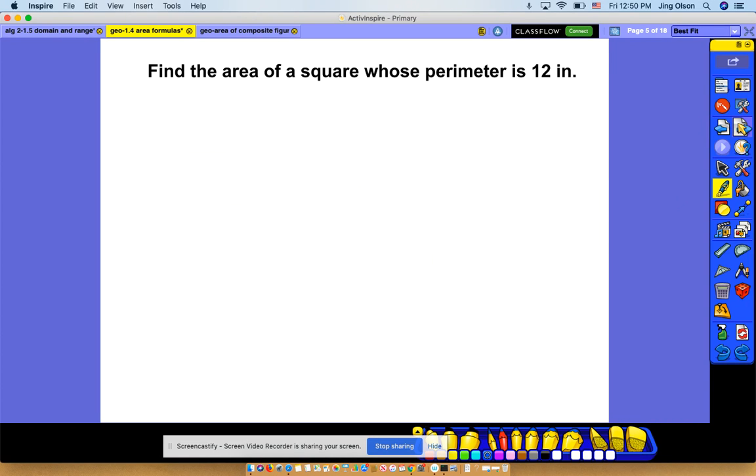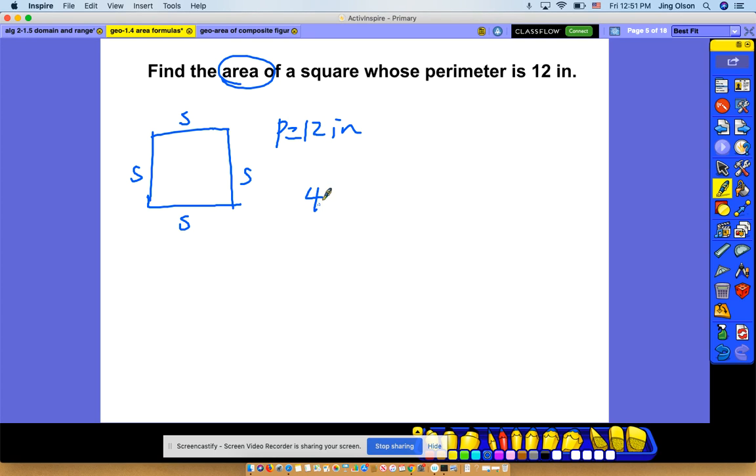Okay, square. Find the area of a square whose perimeter is 12 inches. So the perimeter is 12 inches. That's the P. Okay, do we know each side? You gotta find the side first before you can find the area. So each side, okay, there are 4 sides. So 4 of these sides together is 12, right? So each one is 12 divided by 4, which is 3 inches. So each side is 3 inches. All of them are 3 inches.